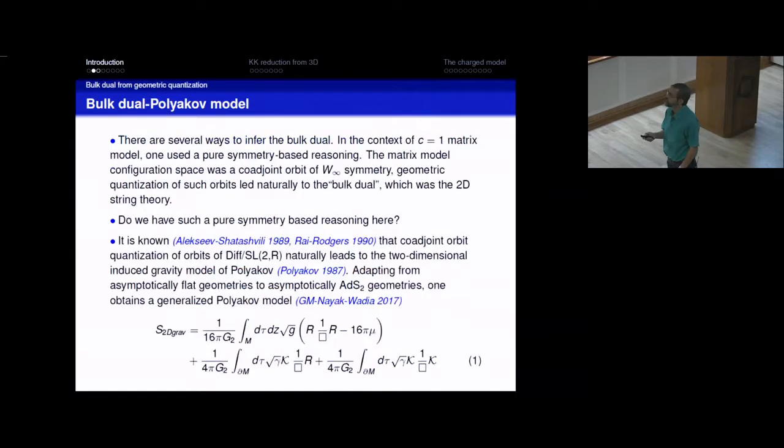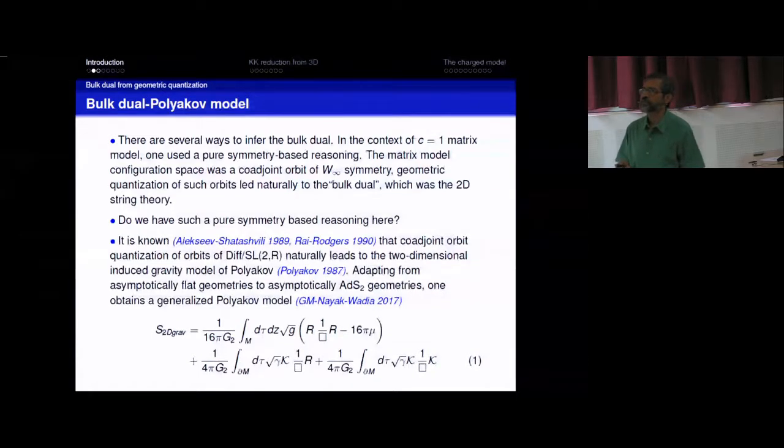One is based purely on symmetry reasoning. Just to remind ourselves, in the context of the c equal to 1 matrix model, one used a pure symmetry-based reasoning to arrive at a bulk dual. That worked in the way that the matrix model configuration space was a coadjoint orbit of W infinity symmetry, and geometric quantization of such orbits using coadjoint orbit quantization led naturally to the bulk dual, which was the two-dimensional string theory. I can describe this after the talk if anybody wants, how that works out.